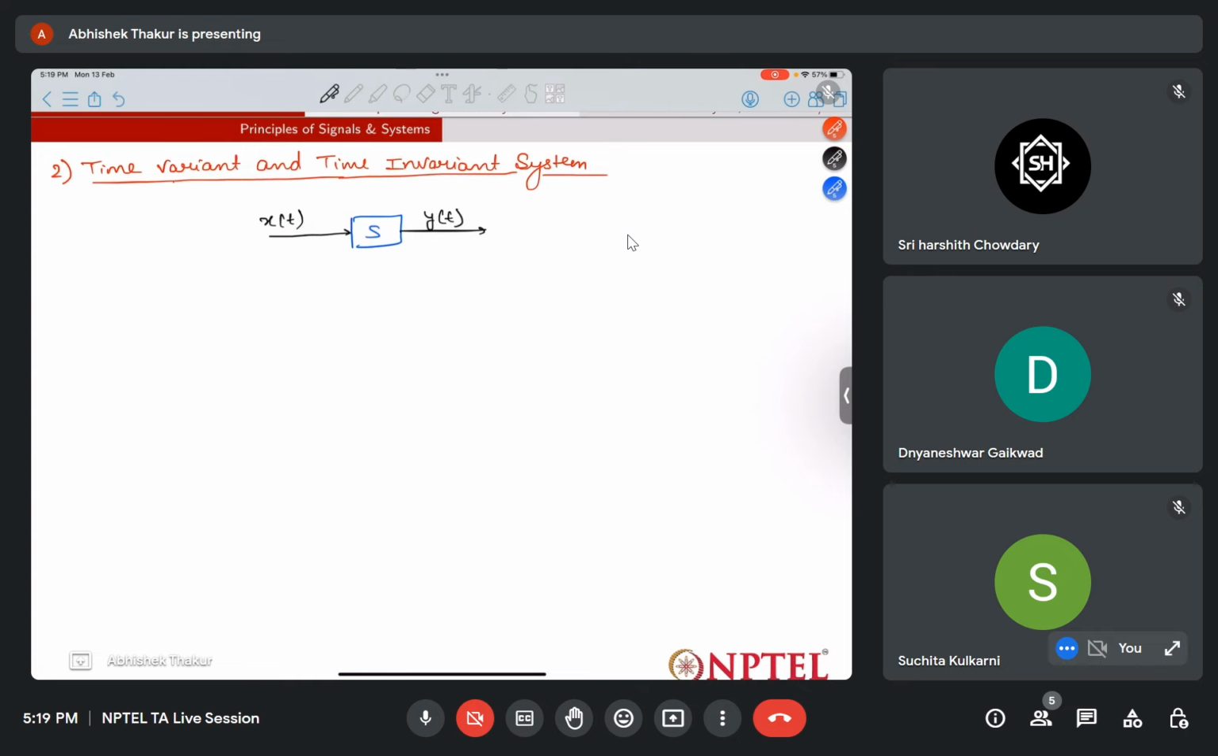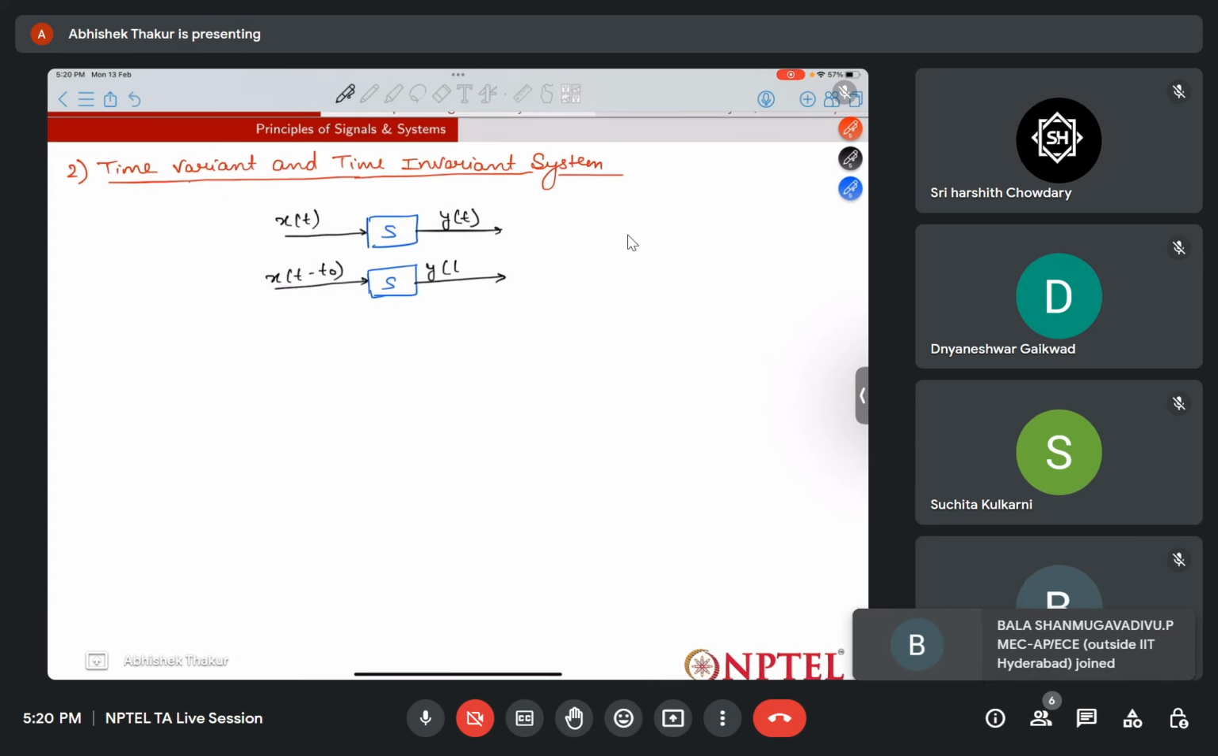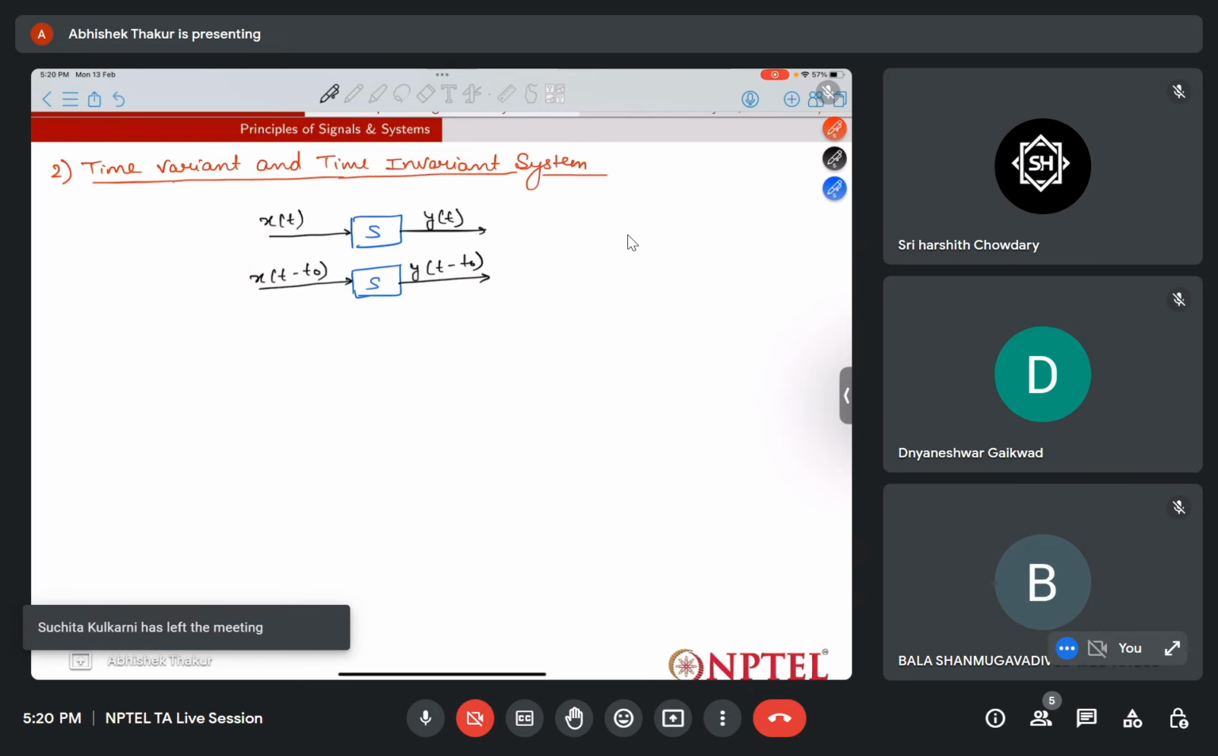Now when the input is shifted by t naught, like the input is delayed by t naught, then it will be x(t minus t naught). Then our output will also be delayed, y(t minus t naught). So if the delayed input x(t minus t naught) produces a delayed output y(t minus t naught), then the system is said to be time invariant. Let's write this point.